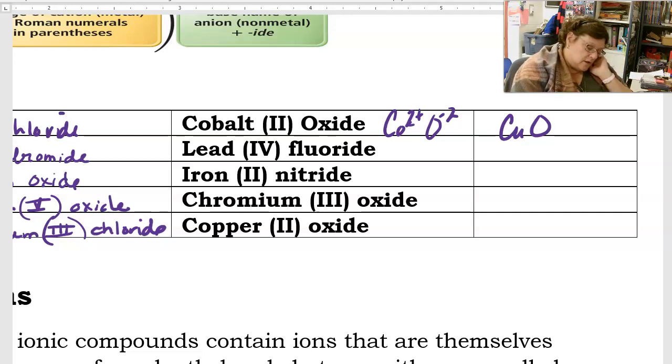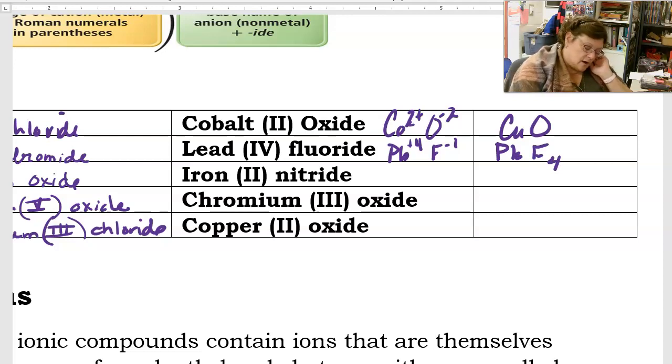Here it's called lead 4. So that means the lead is going to be a plus 4. Fluorine is a -1. So how am I going to write that? That adds up to 0. PbF4.